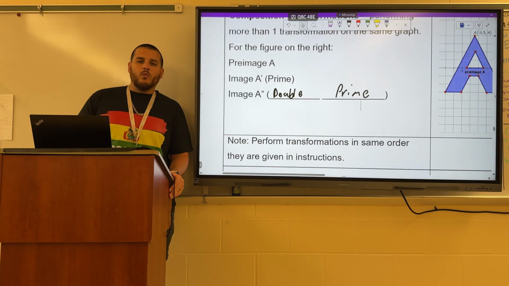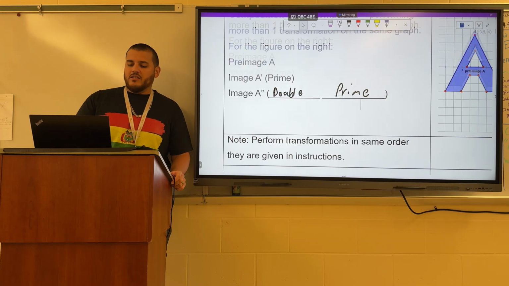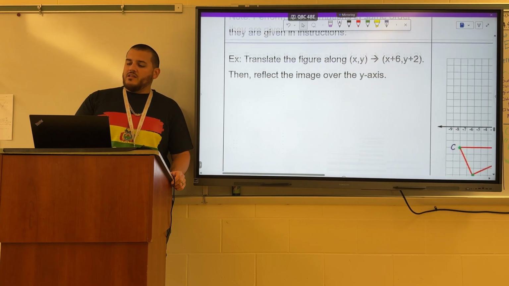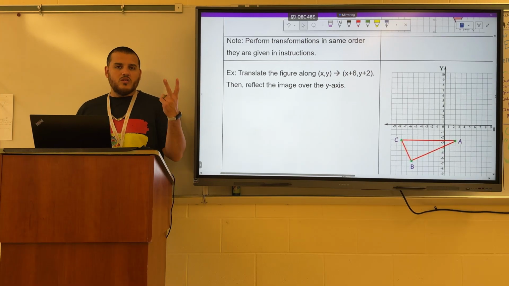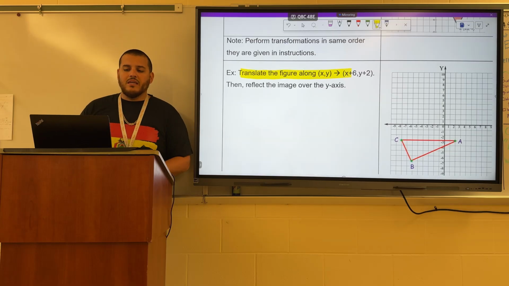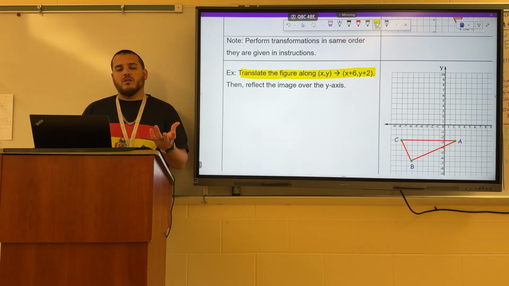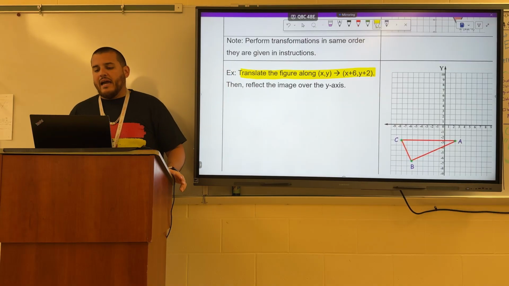Very important note here, when we're doing compositions of transformations, we must do them in the order that they are given to us. Okay, so for example, in this first example here, we have triangle ABC as our pre-image. We're told to do two transformations with it. The first one that's being given is a translation. We must do it in this order. Do that translation first, then the reflection afterwards.